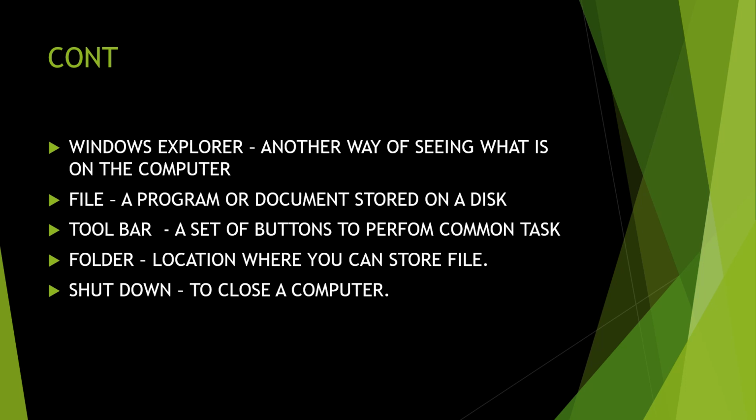Toolbar, a set of buttons to perform common tasks. In the toolbar, different kinds of tools are available for us, which help us to make some kind of drawings or whatever it is, to do some work on the computer. The toolbar helps us. Then folder, a location where you can store the file. You can make new folders and keep the files in them. Then shutdown, to close a computer. All these things are in MS Windows. We can see all these things. So how to work a computer and all the matters related to the computer we can see in MS Windows.